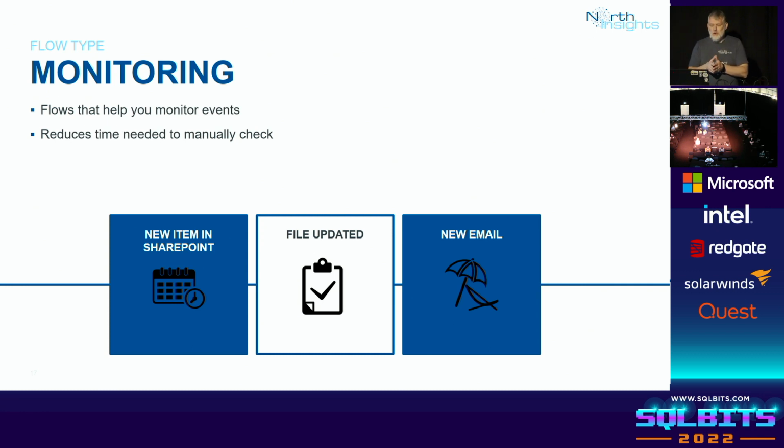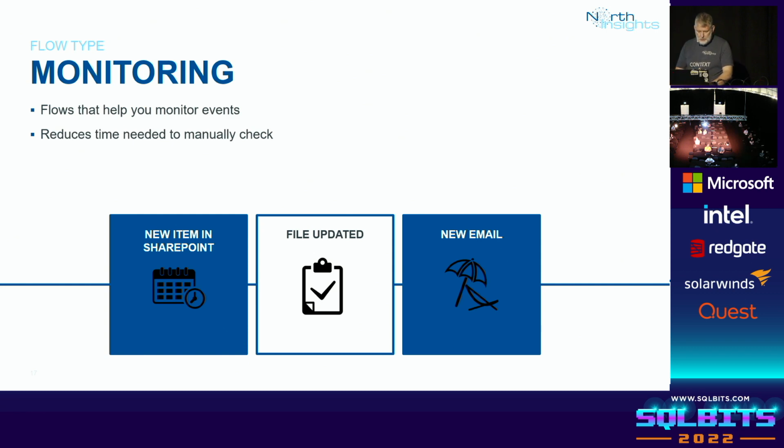So if you get a file sent every month, instead of checking if the file is there, you can just let Power Automate check it for you. Or if you need to react if someone does something in SharePoint. Or when you get a specific email, you want something new done. So monitoring these things is pretty simple with Power Automate because of all these different connectors.